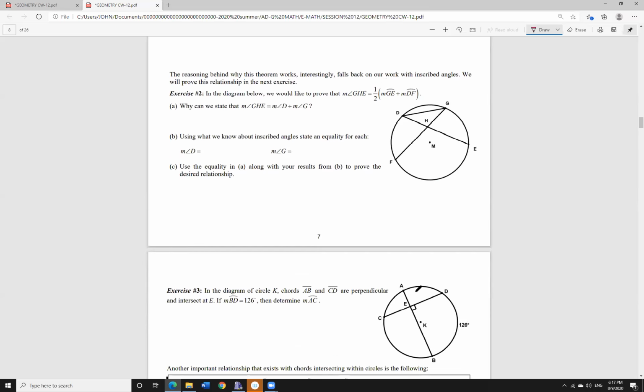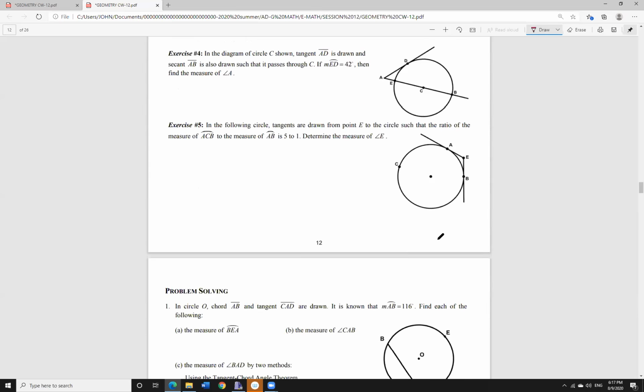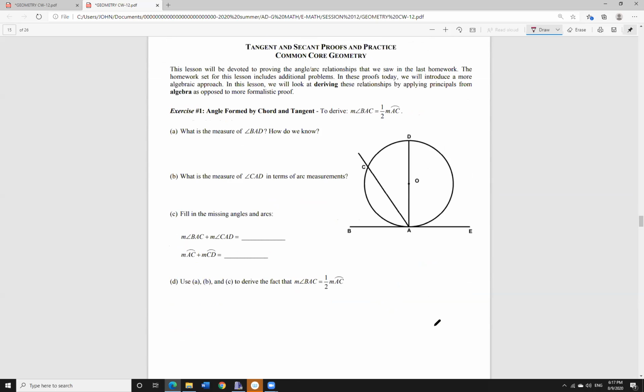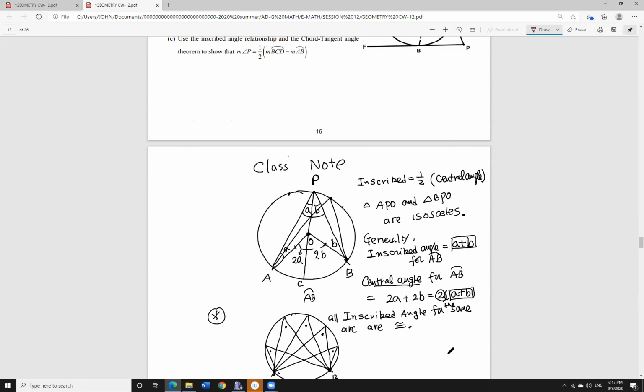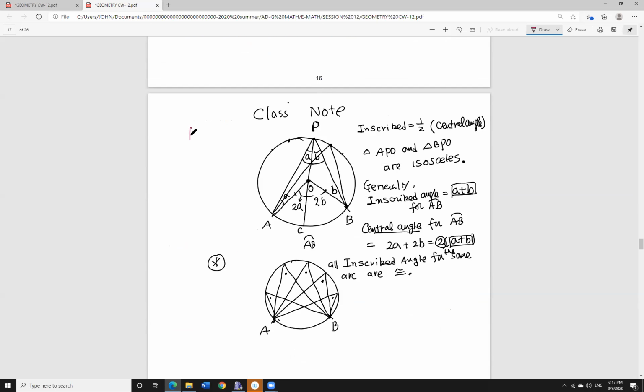Now I'm going to summarize up to now, on the class note. The first one: an inscribed angle is half of a central angle, that's it. Another one: all inscribed angles for the same arc are congruent, right? That's the first one. We are talking about inscribed angles.